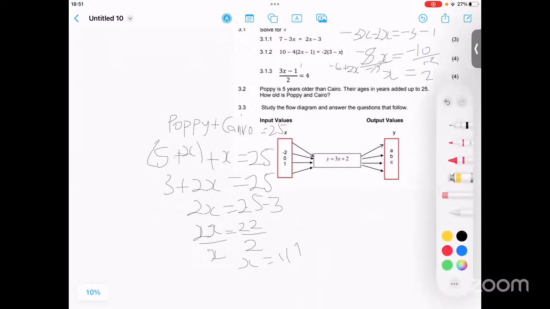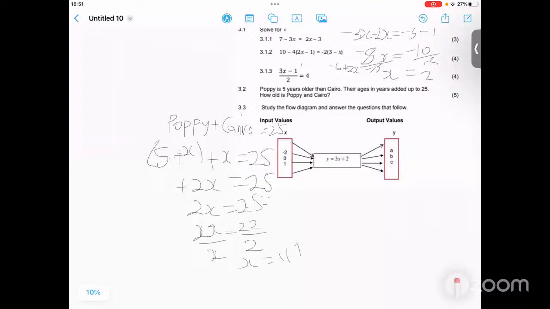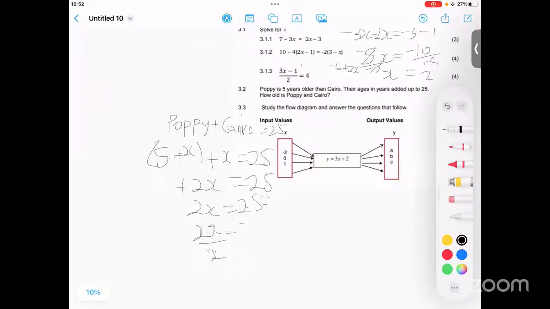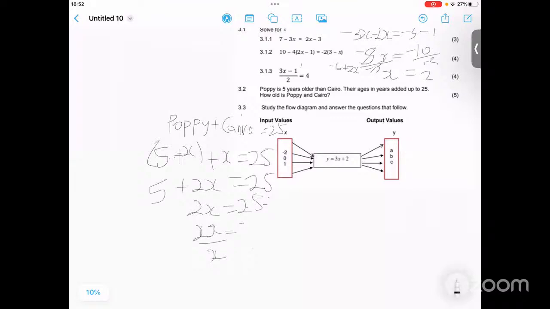So let me cancel all the 3's here. And this one is not going to be a 3, it's going to be 5. So you must make sure that you know the age differences. We have 5 here, so it's 5 plus 2x, and then we're going to have 25 minus 5, which is 20, right? And then we divide 20 by 2. That means x is equal to 10.